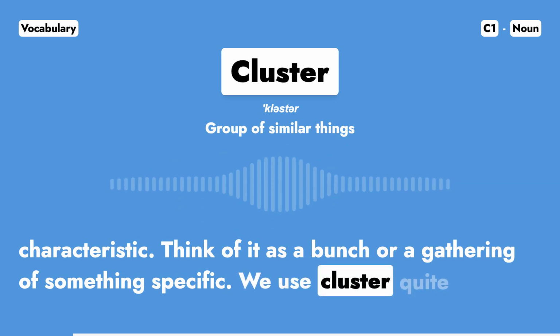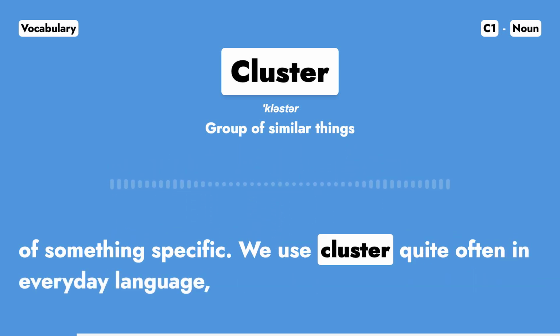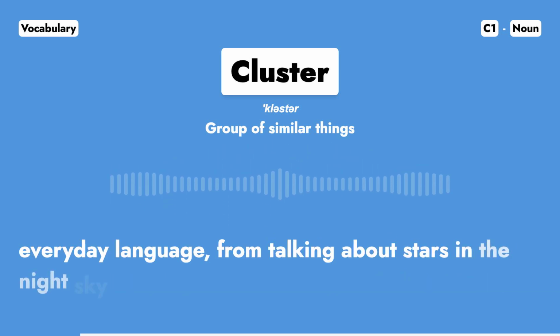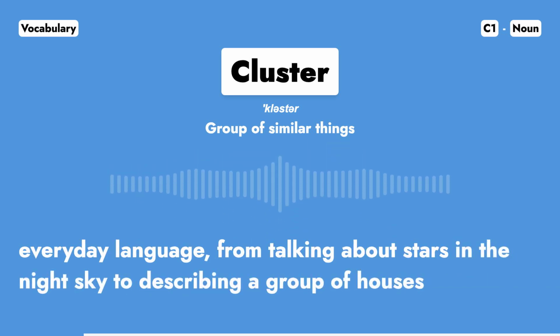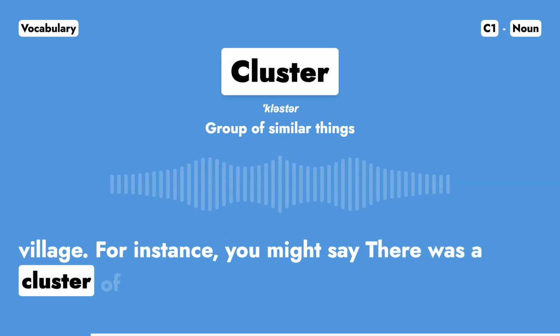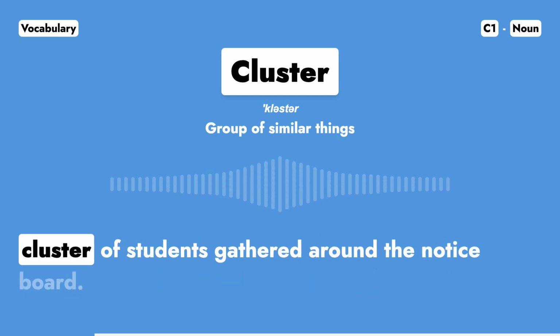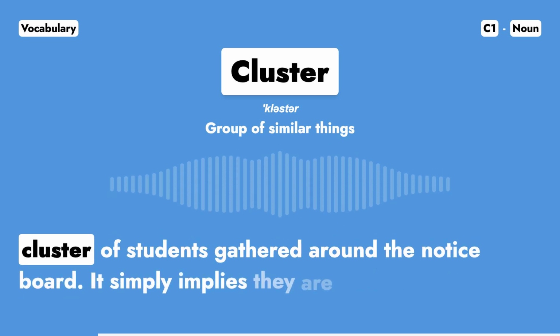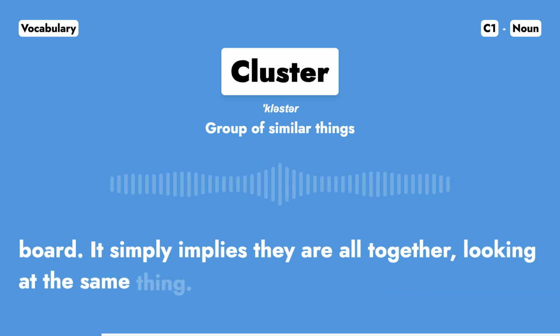We use cluster quite often in everyday language, from talking about stars in the night sky to describing a group of houses in a village. For instance, you might say there was a cluster of students gathered around the notice board. It simply implies they are all together, looking at the same thing.